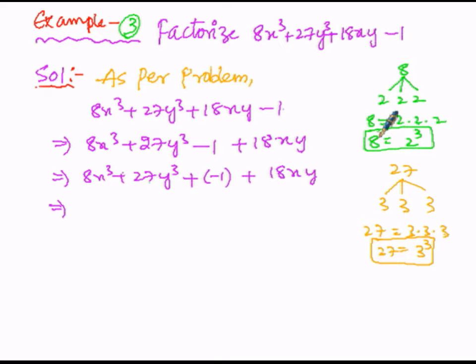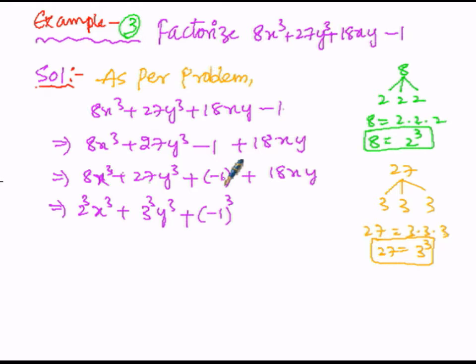By utilizing those two conditions, I can write the next step as 2 cube into x cube, plus 3 cube into y cube, plus minus 1 whole to the power of 3. The exponent is 3 because we need 3 and 3. When the minus sign is repeatedly multiplied thrice, 3 is an odd number, so minus remains minus. Minus 1 into minus 1 into minus 1 is equal to minus 1 itself.